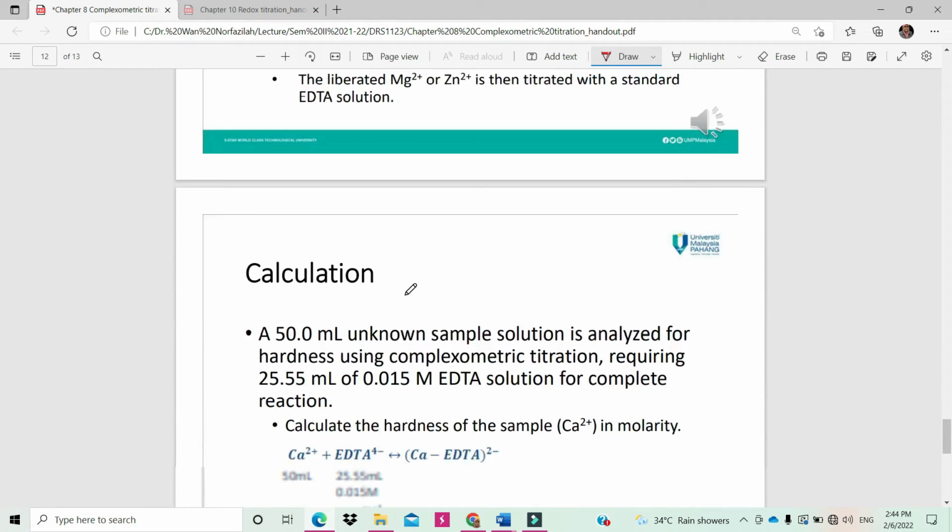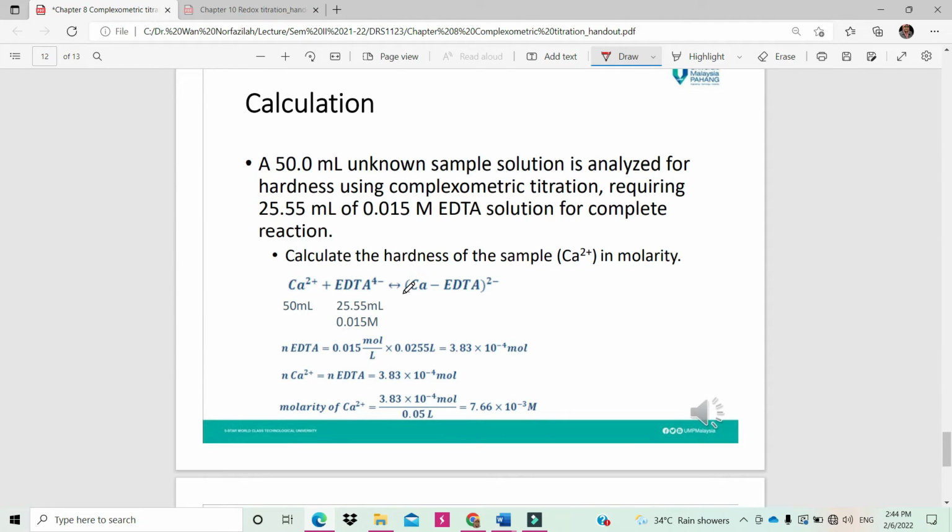Okay. And this is the calculation involved for complexometric titration. Okay. Example, you are given a 50 ml unknown sample solution. Analyze for hardness using complexometric titration. What does it mean by hardness?